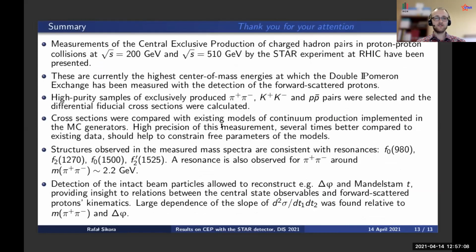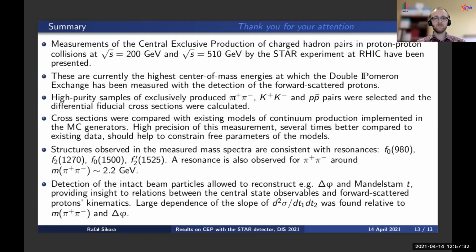Let me summarize. So we have measured the central exclusive production at 200 GeV and 510 GeV. For the 200 GeV, there is a paper published in JHEP, and at 500 GeV, there are preliminary results for now. These are currently the highest energies at which this process was measured with the forward proton detection.